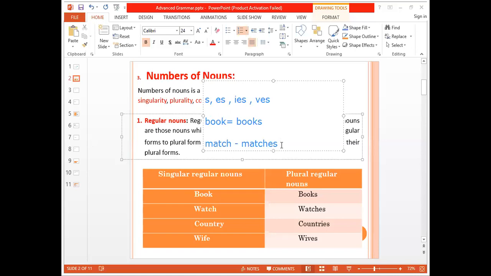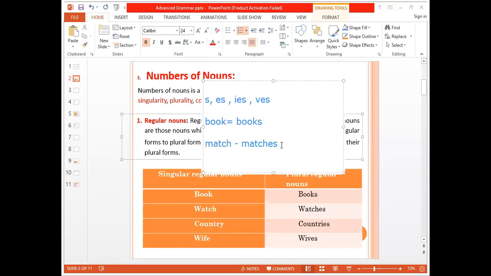In pluralization of nouns, you should only and only understand regular nouns, that is, what regular nouns are. How it takes S, ES, IES, or VES, we will study in another topic, that is pluralization of nouns. There are a lot of ways of how to pluralize a singular noun into plural form.